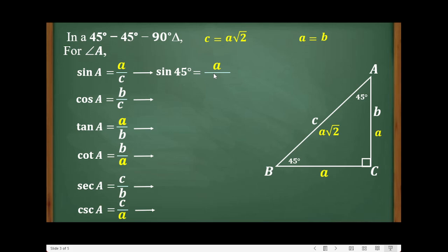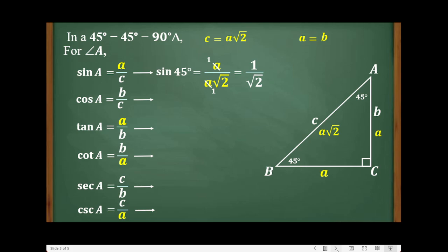Therefore, we have A divided by C, which is now replaced by A square root of 2. And at this point, you will notice that this fraction has a common factor of A from the numerator and the denominator. So we will cancel that common factor from numerator and denominator, and what will remain from this fraction is what? 1 over the square root of 2.